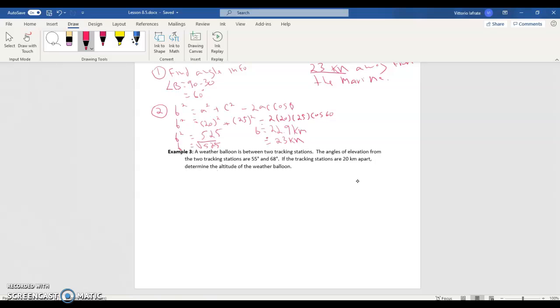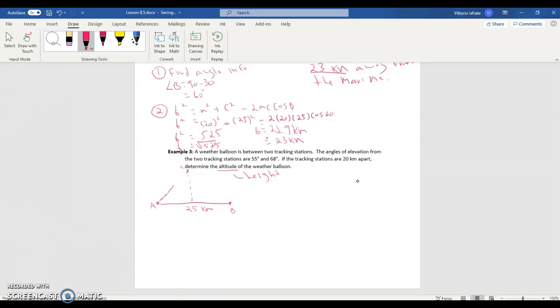So we're asked to find the height of the weather balloon. So let's do the weather stations. We'll call one weather station A, and then 25 kilometers away we'll have weather station B. So this is 25 kilometers. And so the weather balloon is up in the air. And we'll call that C.